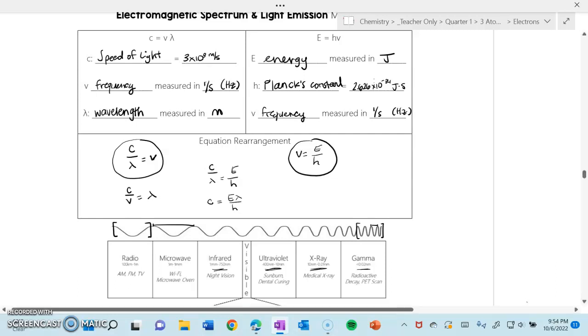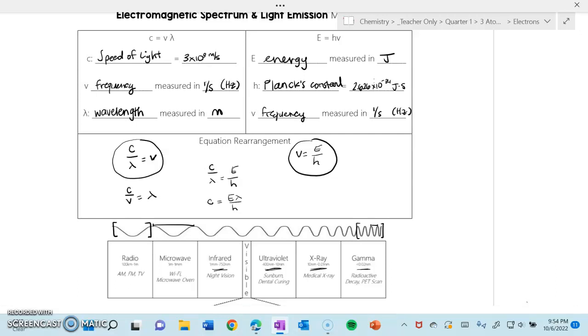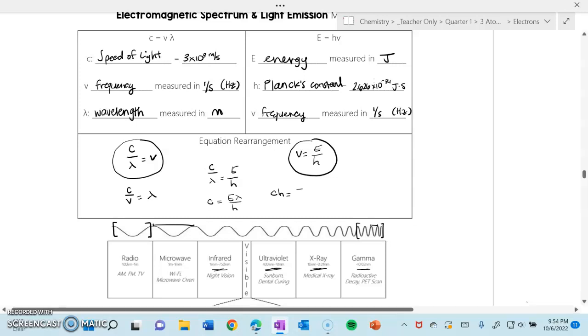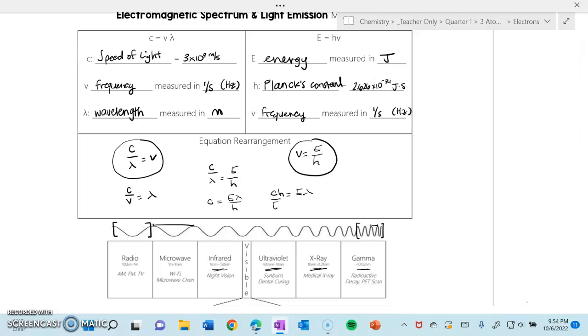Then let's get h out of the bottom. We can have both of the constants on one side. And then let's divide by energy. And we'll have wavelength. So there is our equation. Wavelength is Planck's constant times speed of light divided by energy.